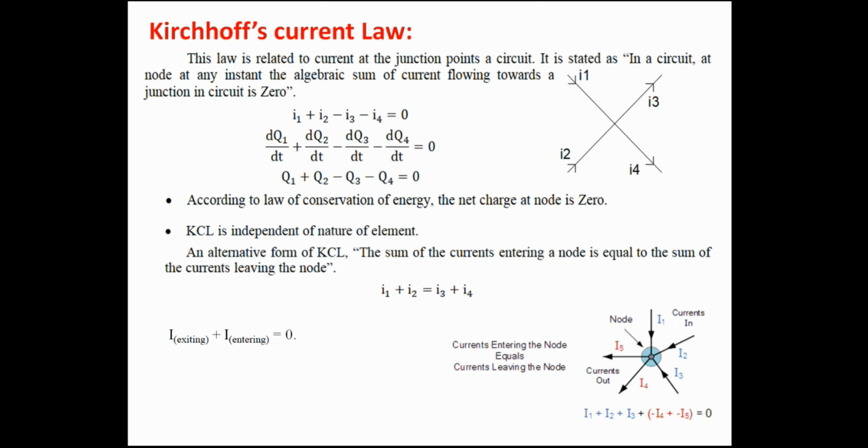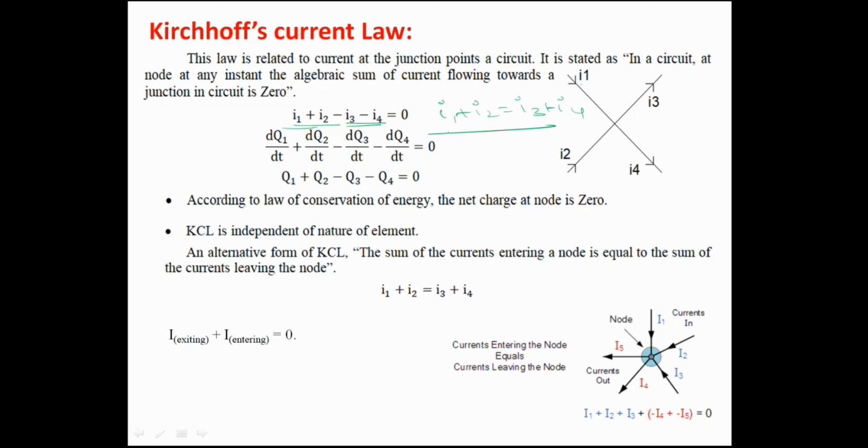Kirchhoff's current law says that at a junction point in a circuit, the algebraic sum of the currents flowing towards the junction is equal to the algebraic sum of the currents flowing away from the junction. In this example, I1 and I2 are entering, whereas I3 and I4 are leaving. Therefore, we write I1 plus I2 minus I3 minus I4. That is, leaving currents I have assumed as negative, and entering currents as positive. Therefore, the algebraic sum of the currents at a junction is equal to 0, or the sum of the entering currents is equal to the sum of the leaving currents.